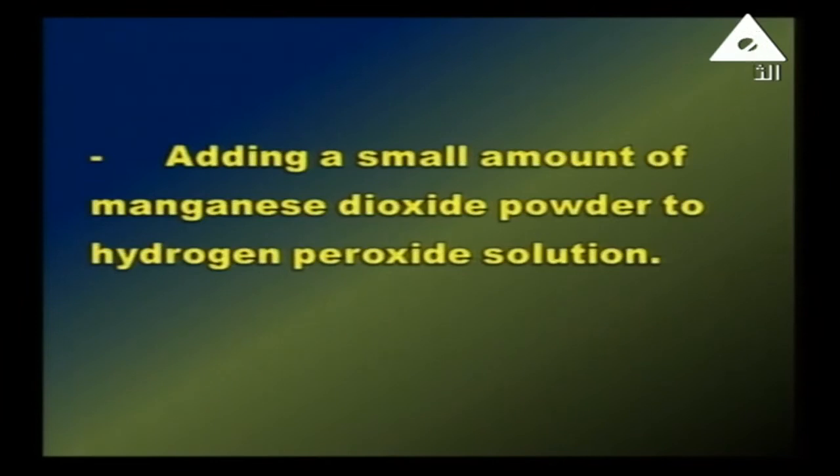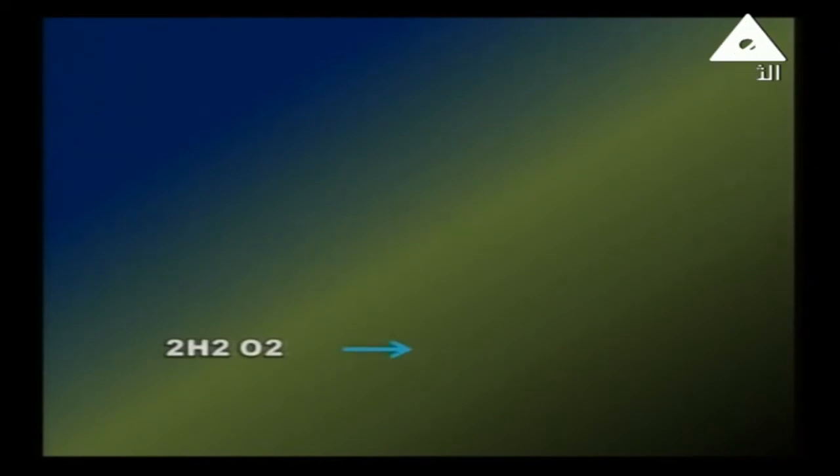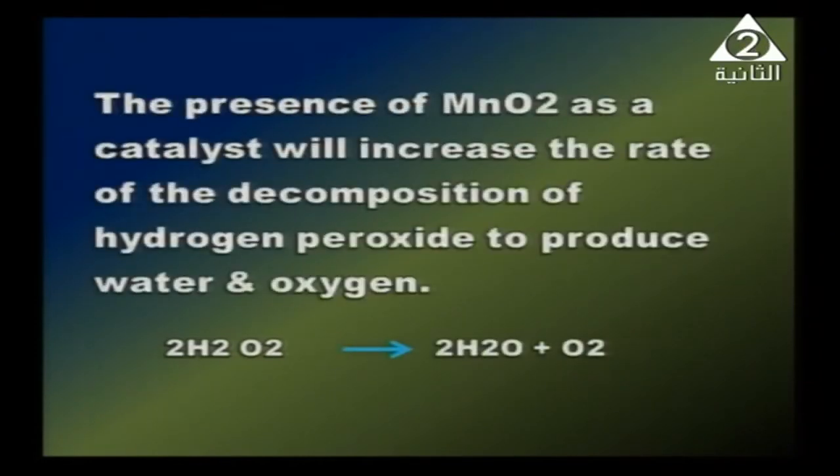What will happen if you add a small amount of manganese dioxide powder to the hydrogen peroxide solution? Firstly, hydrogen peroxide will decompose in the presence of manganese dioxide to produce water and oxygen. And this is the equation.